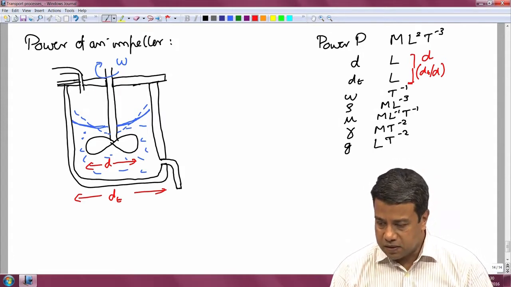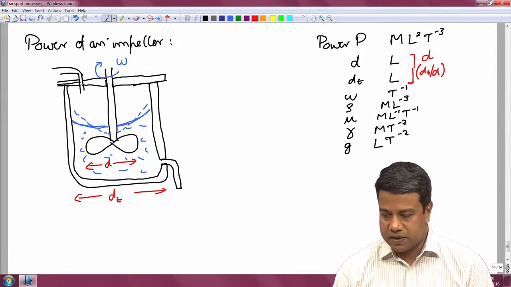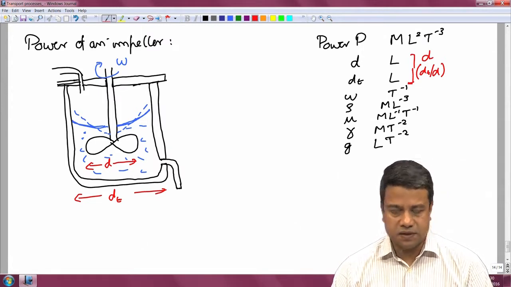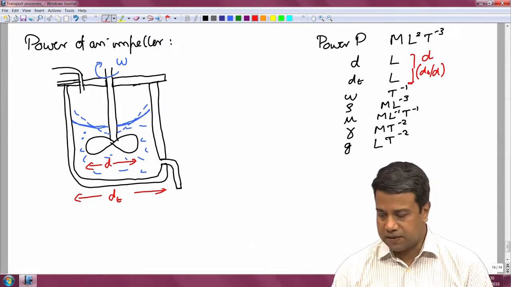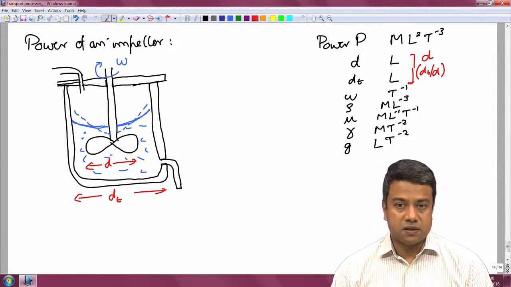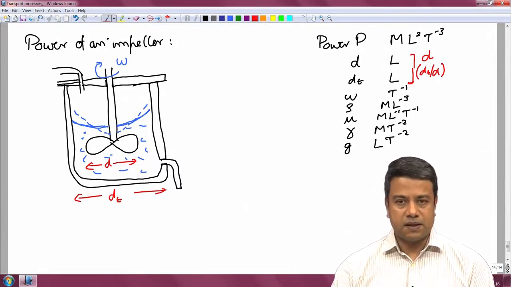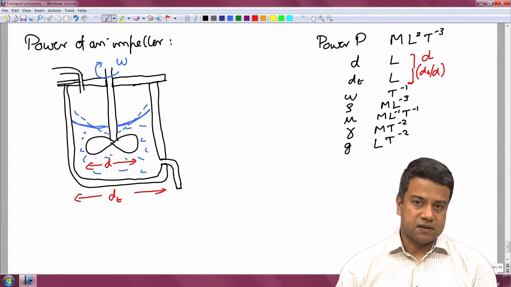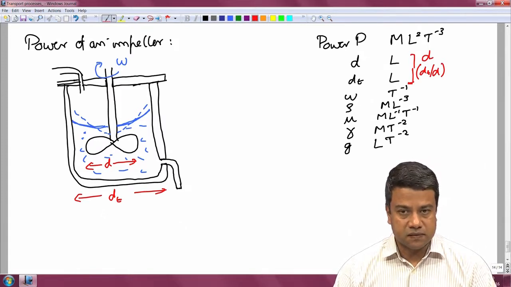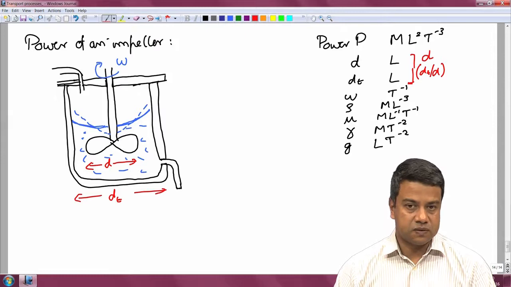The power has a mass dimension in it, and in order to scale that mass dimension I have to use either the density, the viscosity or the surface tension. As I said, the choice of which one to use depends upon which is the dominant effect in these systems. Normally these impellers are made in large tanks with diameters of the order of a meter or so.